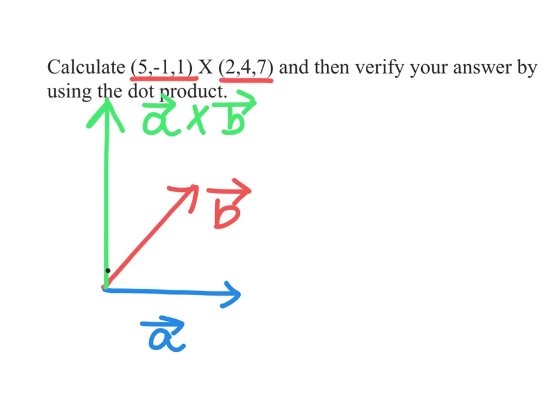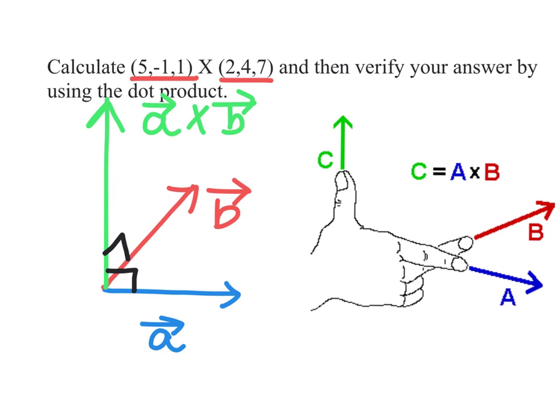Then the cross product, known as vector A cross vector B, is a third vector that is perpendicular to both vector A and vector B. Vector A cross vector B exists only in three-dimensional space, and these three vectors form what's known as a right-handed system. You can see the right-handed system in this image here.